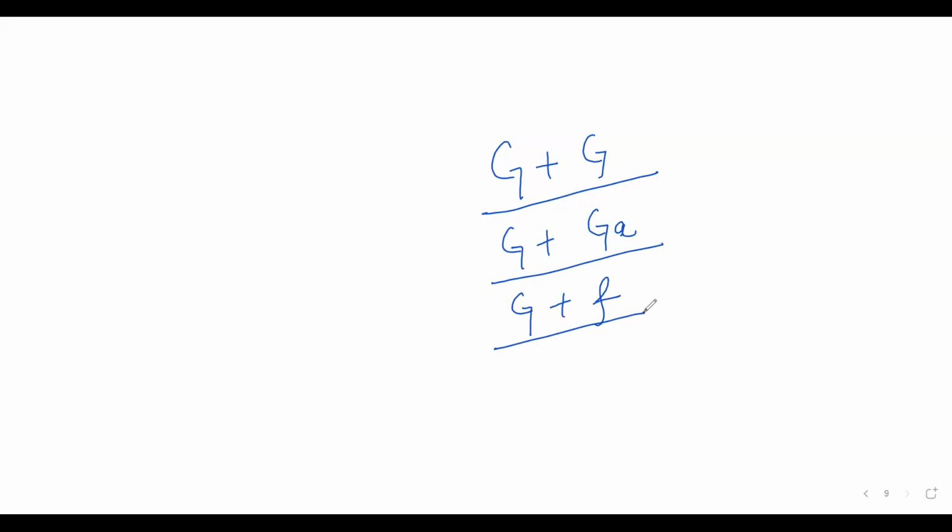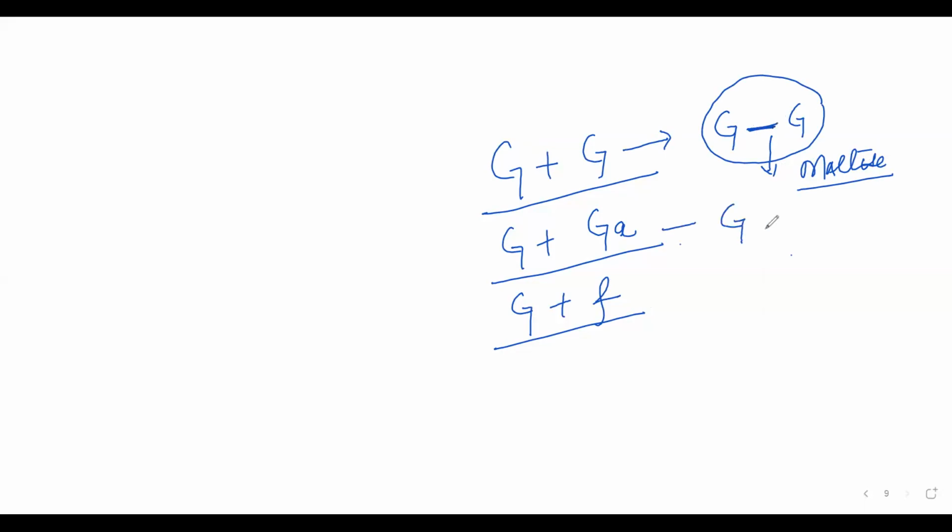Yes, sir. Now tell me, when this glucose and glucose join each other, what is this thing? I hope you understand. Yes, sir. Because in maltose these two glucose units are joined to each other. In lactose, this glucose and galactose are joined to each other. And in sucrose, this glucose and fructose are joined to each other.